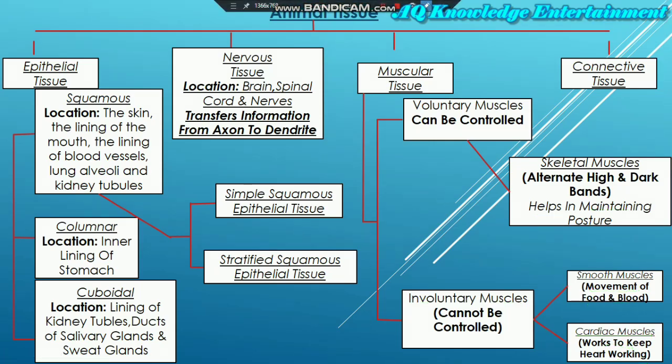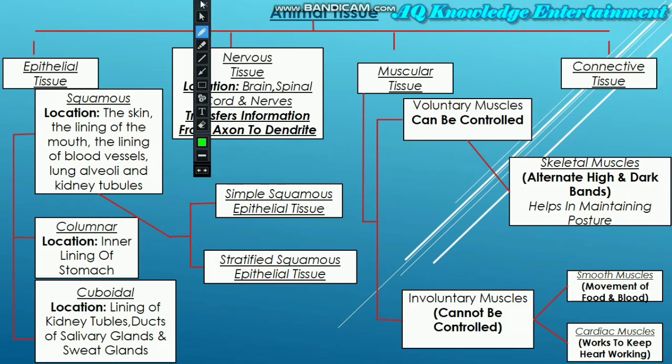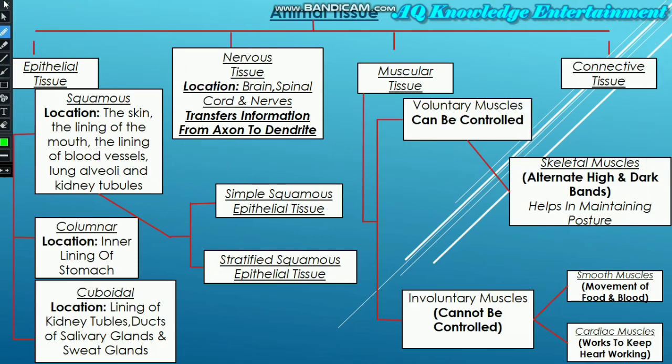Now let me tell you about the connective tissues. So now what are connective tissues? By the term connective, what do you understand? Obviously something which connects, right? So you're exactly right. Connective tissues are those tissues which connect different parts of our body. It may be parts or organs, etc.